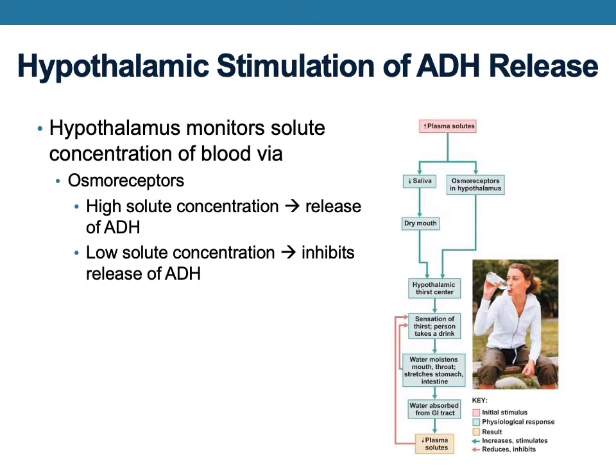A high solute concentration of blood stimulates the hypothalamus to signal the posterior pituitary to release ADH. And a low solute concentration of blood will inhibit the release of ADH. Do you remember when we covered the 3 types of stimuli that cause the release of hormones in the PowerPoint Introduction to Endocrine lecture? Well, ADH release is an example of humoral stimuli.